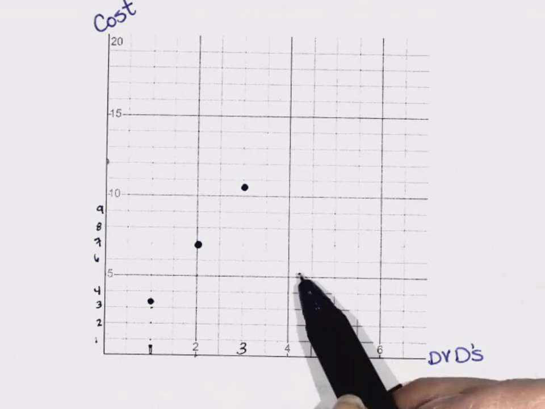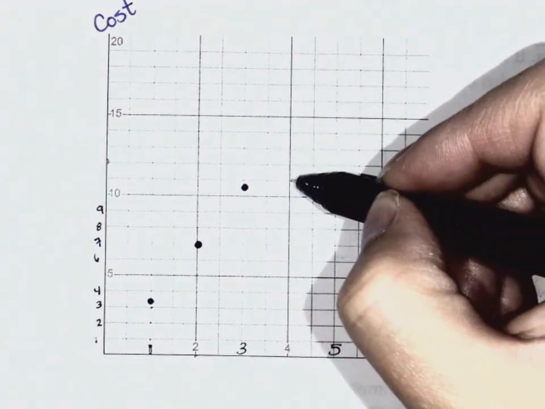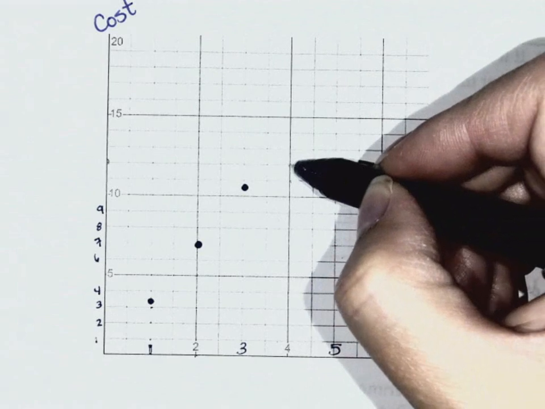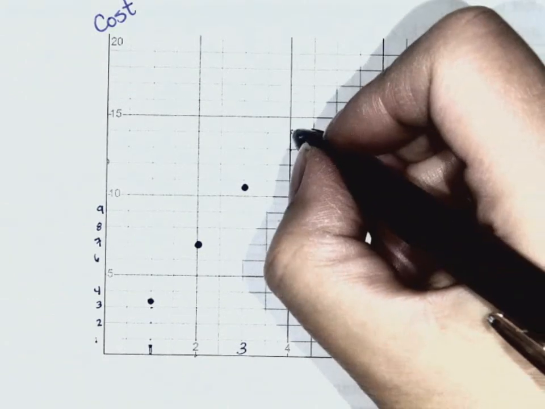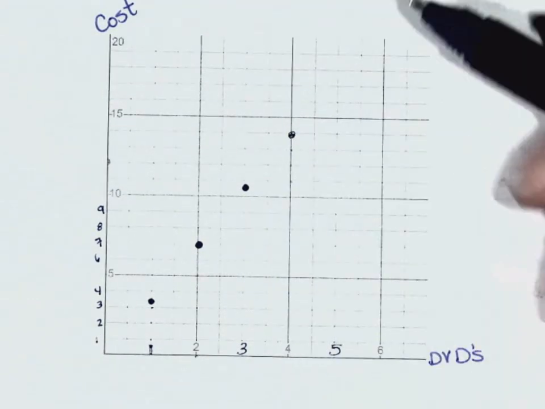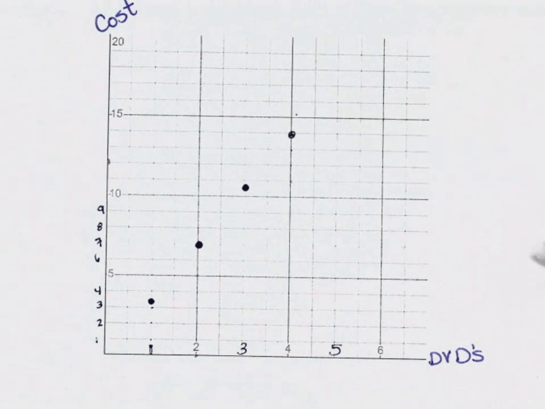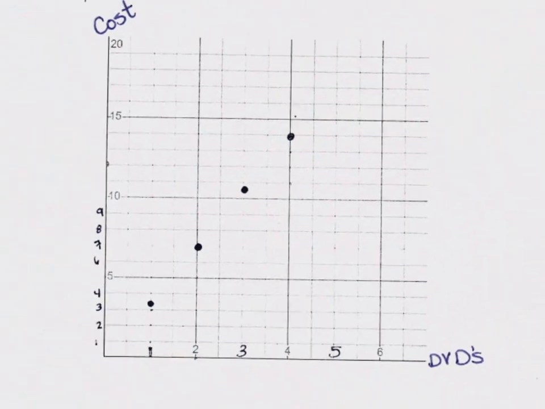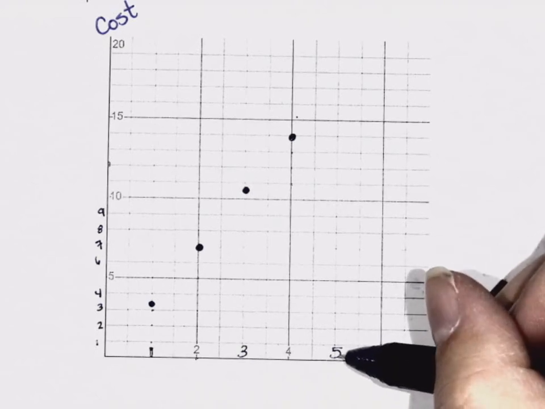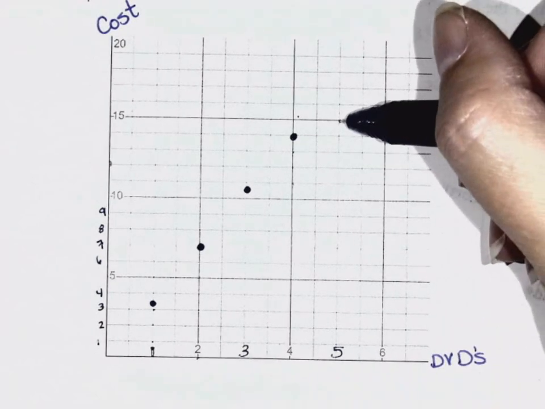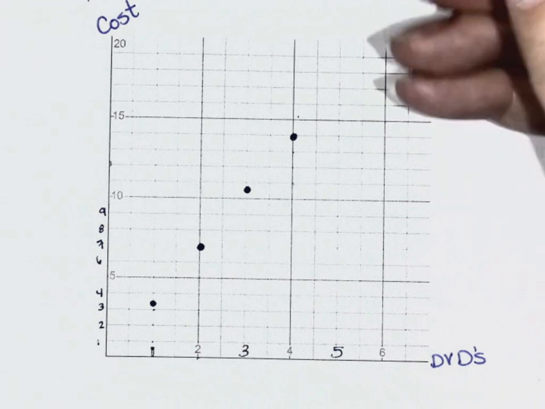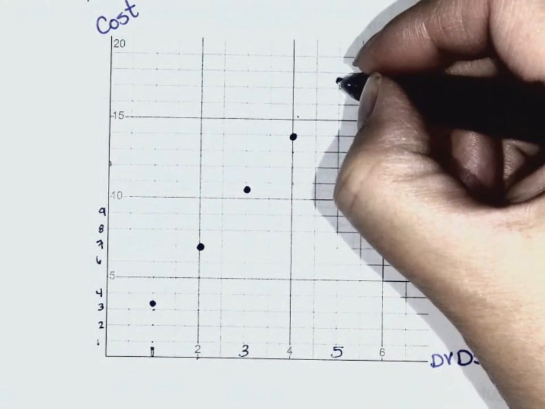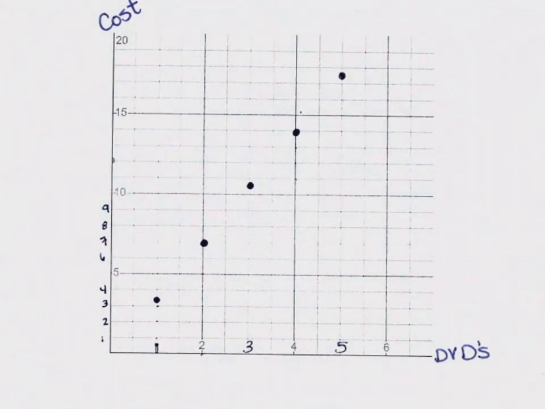4 at 14. So I'm going to start at 10, and then this would be 11, 12, 13, 14. I could have gone to the 15 line and backed off one if I wanted to. And then 5 DVDs, I'm at 17 and a half. So there's the 15 line, 16, 17, and I'm halfway in between.